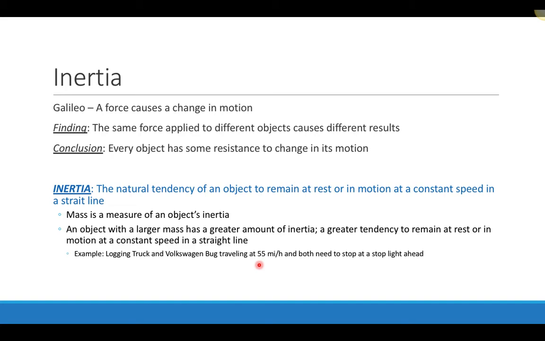If you had two of these vehicles behind you and you were in your car, you'd feel much more comfortable if that Volkswagen Bug was behind you versus that logging truck that had to stop very quickly. So inertia is basically a measure of an object's resistance to change. If an object has a lot of mass, it's going to be harder to change its motion. It's going to have a lot of inertia associated with it.